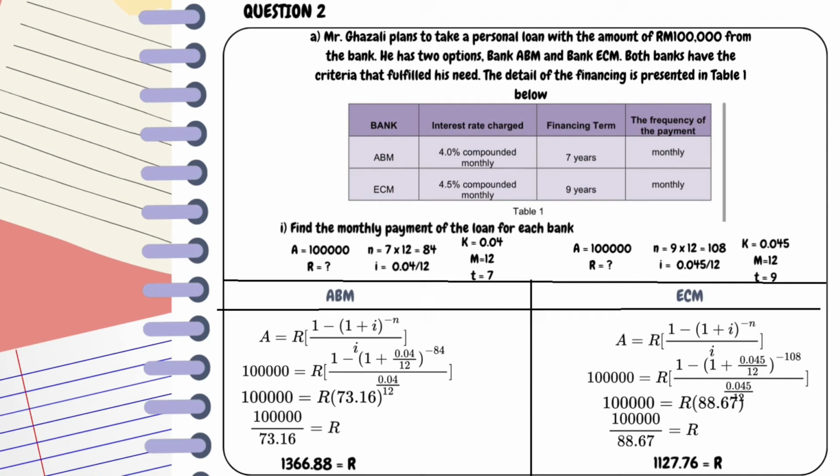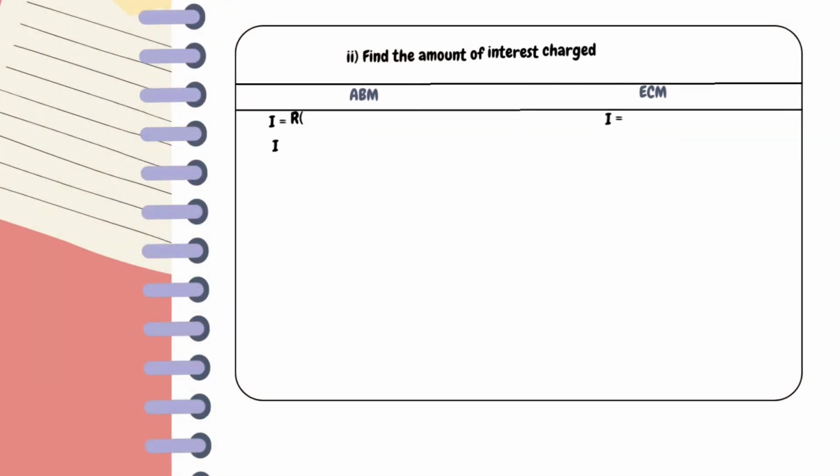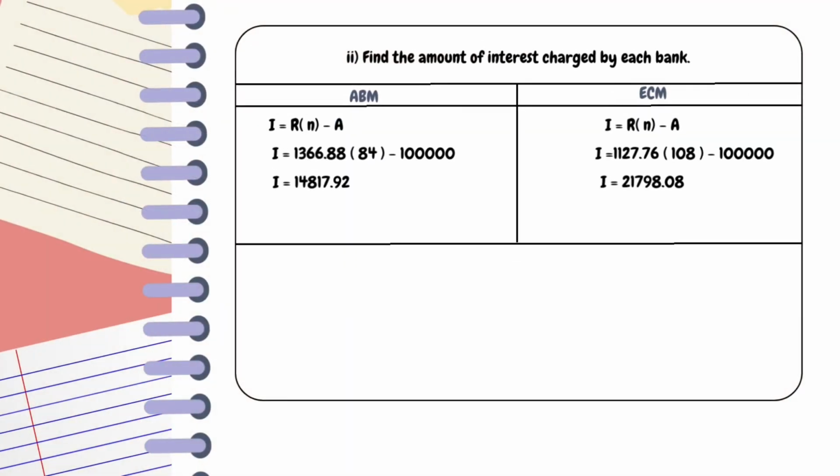1,366.88. And for Bank ECM, we use the formula A equals R[1 minus (1 plus I) to the power of negative N] over I. And the values are 100,000 equals R[1 minus (1 plus 0.045 over 12) to the power of negative 108] over 0.045 over 12. And the final answer is 1,127.76. For Roman 2, we need to find the amount of interest charged by each bank.